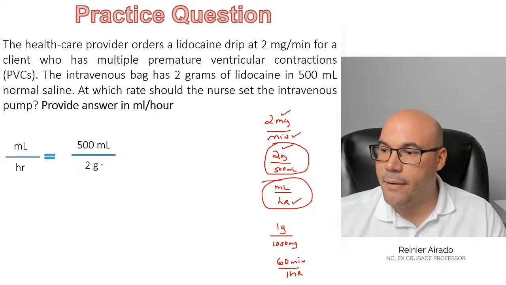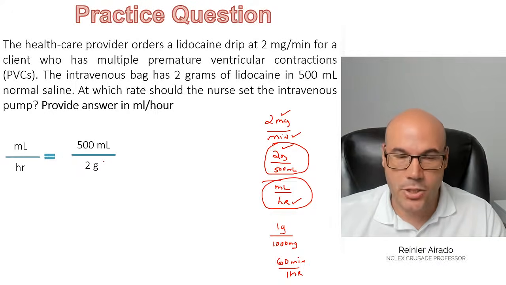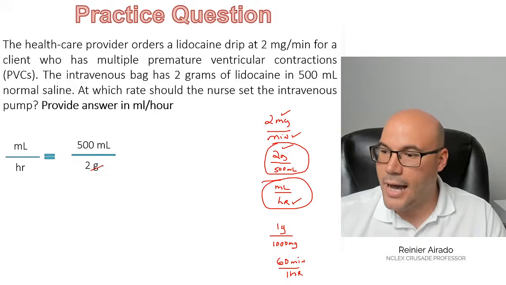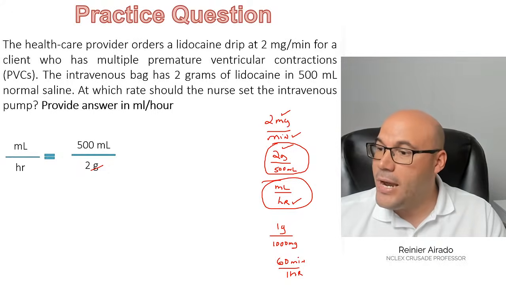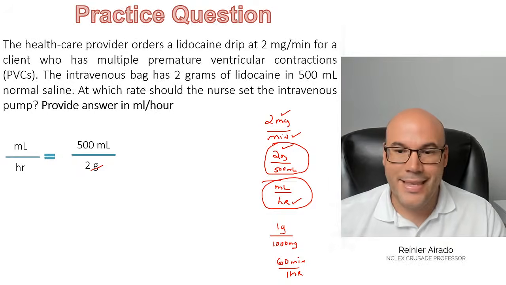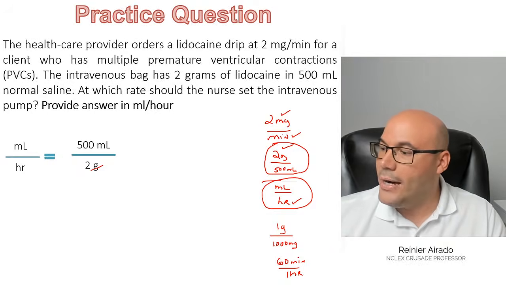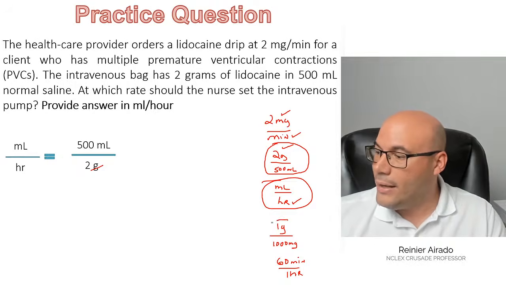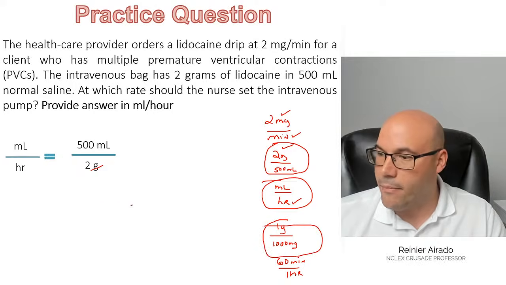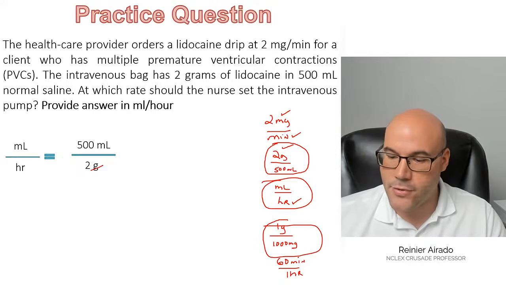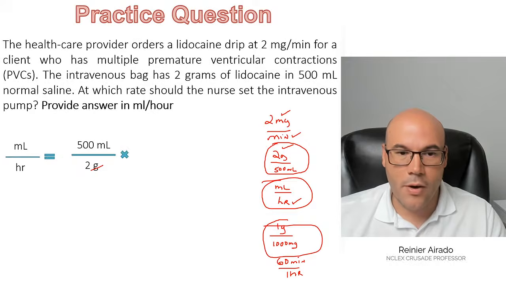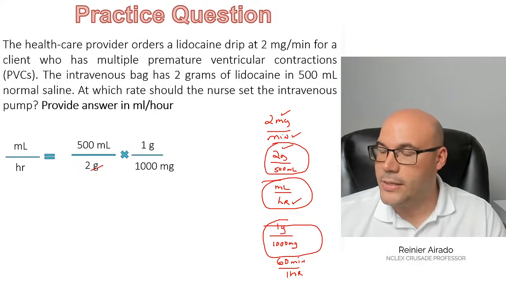Now my next step is to cancel grams. How do I do that? I need to have grams on the numerator of the next fraction. What information has gram in the numerator? The conversion factor, 1 gram over 1,000 milligrams. So that is my next fraction. 1 gram over 1,000 milligrams.